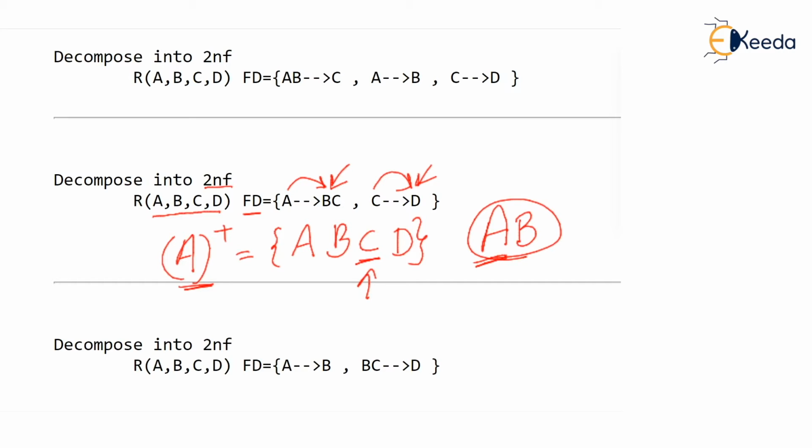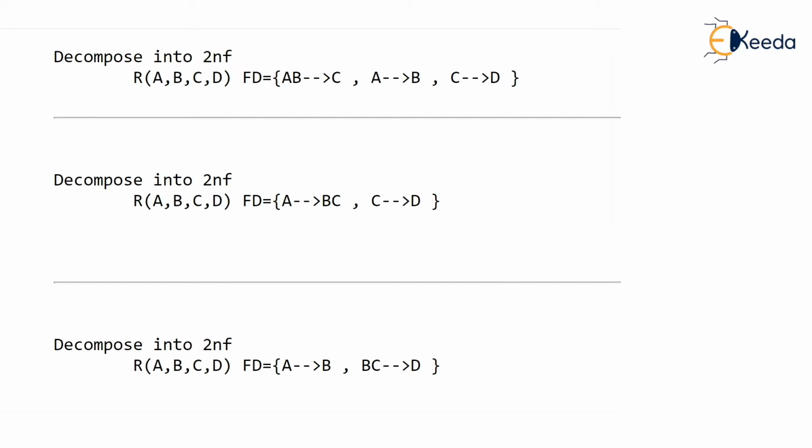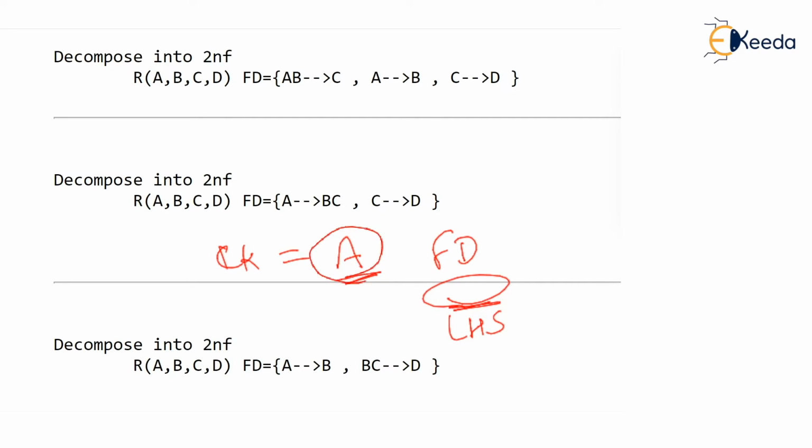Yes, everyone. So now what? Who is the candidate key? A. How many attributes does the candidate key contain? Only one. The candidate key is A. Now, in any of the FDs, how can you get the left hand side as part of the candidate key?